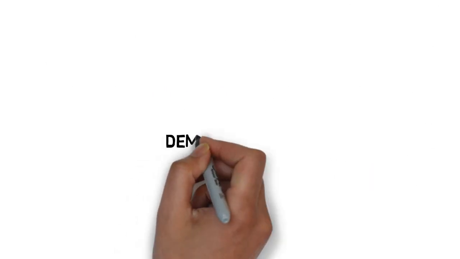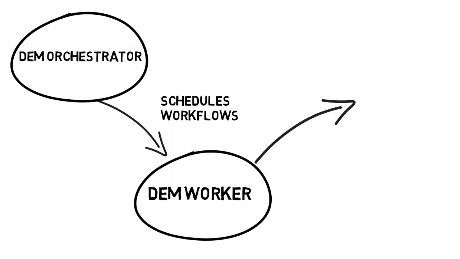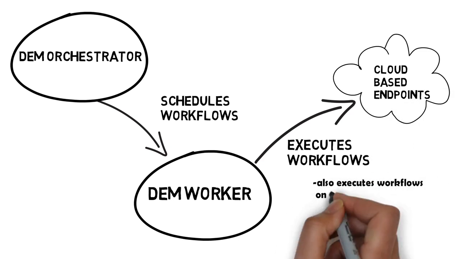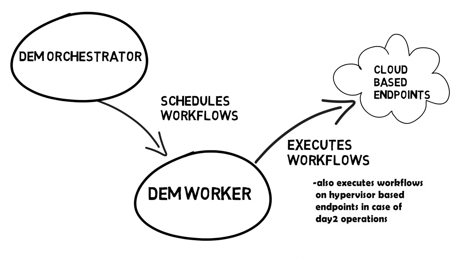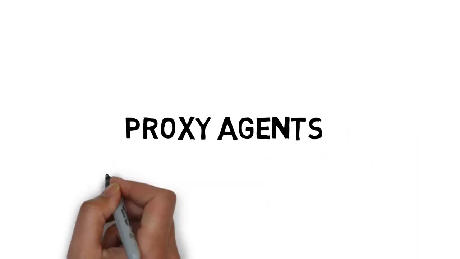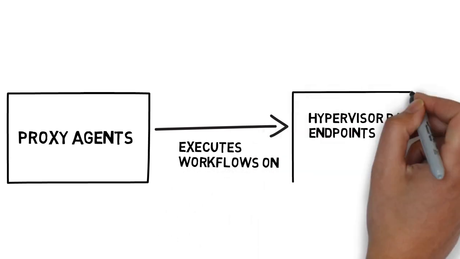Okay, so the next component is the DEM worker. Think of the DEM worker as a laborer which executes the workflows assigned to it by the DEM orchestrator. That is the only task of the DEM worker: it executes workflows whenever we are concerned with provisioning on a cloud-based endpoint or any of the day 2 operations. So let's discuss now the proxy agent. The proxy agent, on the other hand, is used to run workflows that are provisioning workflows on hypervisor-based endpoints.